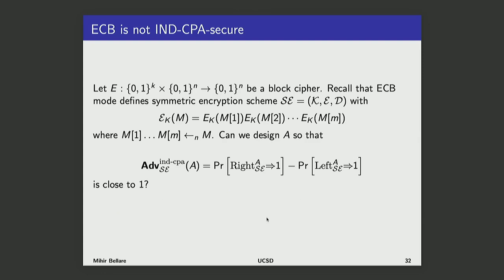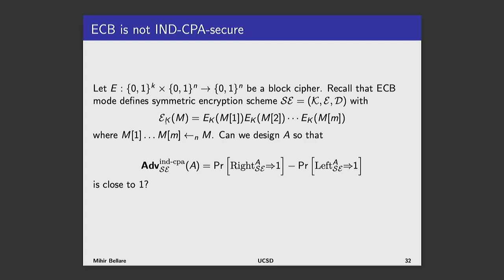Okay, so then for our first example, we're just going to go back to electronic codebook mode. So remember, that was the scheme which encrypted long messages in the most obvious way. It just said, take a block cipher, we'll call that normal font E, k-bit keys, n-bit blocks. And if you have a message, break it into blocks and let little m be the number of blocks, and just encipher each block with the block cipher individually under your key. That's the most natural thing you might want to do. The symmetric encryption scheme corresponding to that is called ECB.